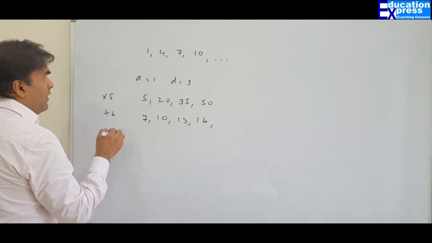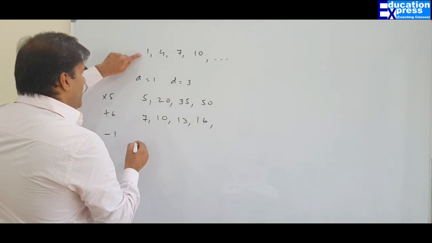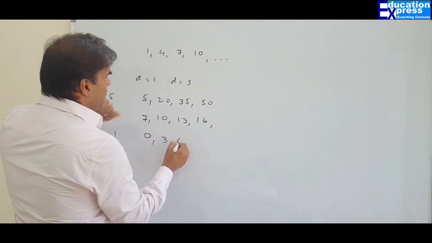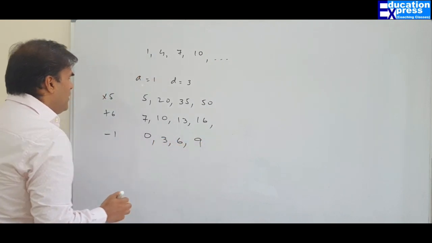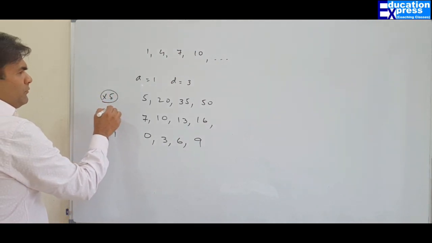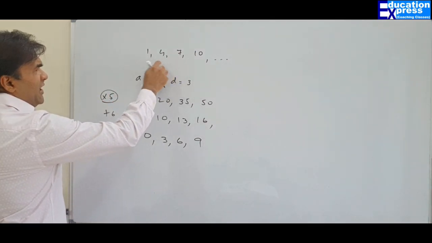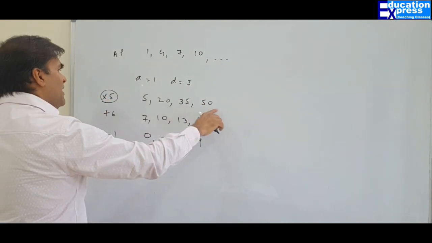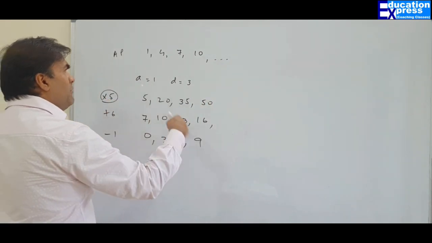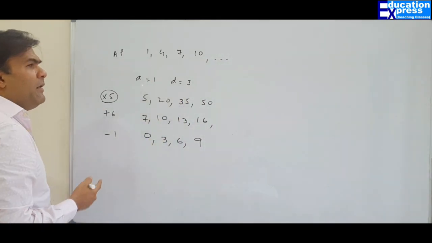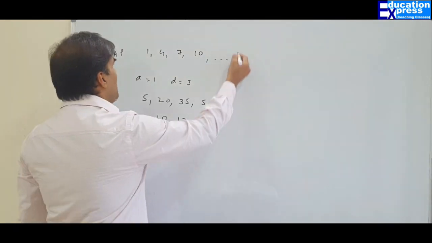If I subtract 1 from each of them, this will become 0. This will become 3. This will become 6. This will become 9. So what has been noted is, if you multiply a particular series which is in AP by a particular number, it will still be in AP. If you add a particular number, still they will be in AP. If you subtract, and likewise if you divide, my series will still remain in AP.